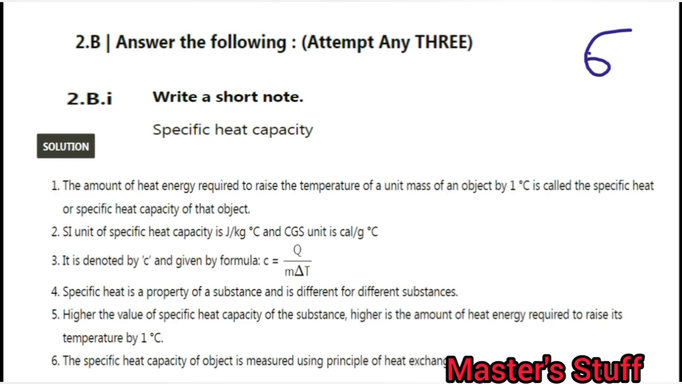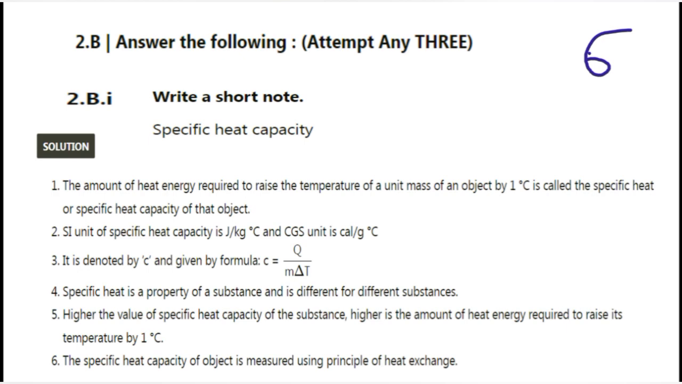The amount of heat energy required to raise the temperature of a unit mass of an object by 1 degree Celsius is called the specific heat or specific heat capacity of that object. Second point, the SI unit of specific heat capacity is joule per kilogram degree Celsius and the CGS unit is calorie per gram degree Celsius. It is denoted by C and given by the formula C = Q upon m delta T.